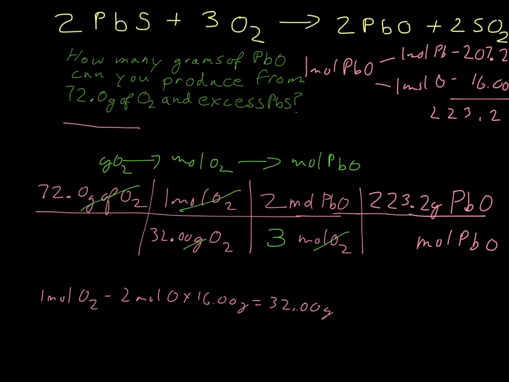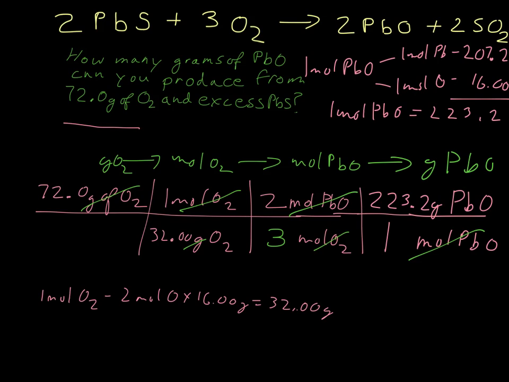223.2 grams of lead oxide and 1 mole of lead(II) oxide, because that's my molar mass. So I've canceled out my moles of lead(II) oxide. I have units of grams of lead(II) oxide, so I must be done. Now all I need to do is multiply everything on top, divide through by everything on the bottom. So that's exactly what I'm going to do.